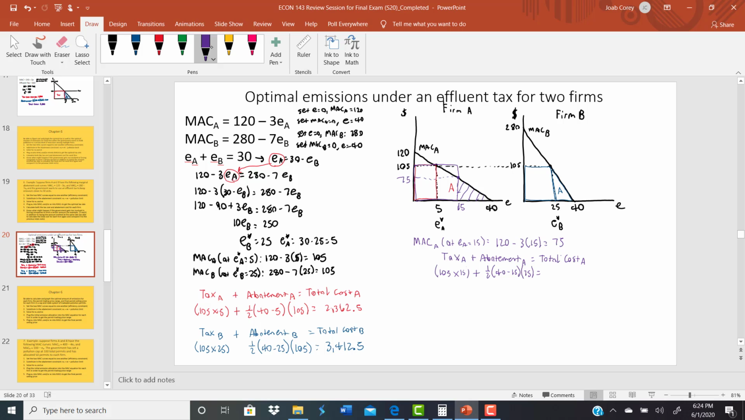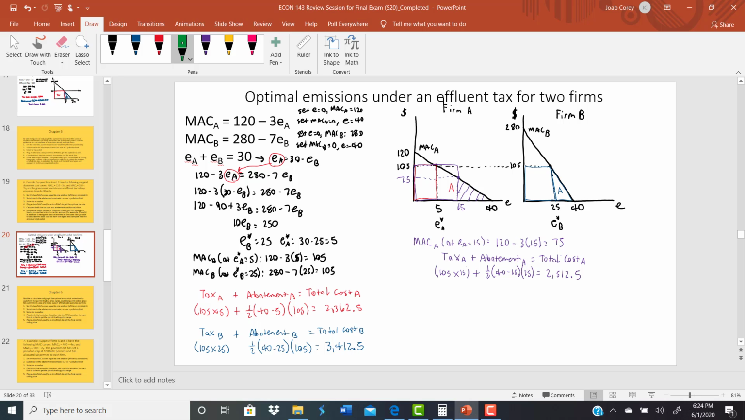And if we calculate that out, then you should get 2,512.5, which if you compare that to our original total cost for firm A, as you can see, is higher. So in other words, this firm is now spending more money under this new policy than it was before. Now let's take a look at firm B, which we'll go ahead and do in green here.